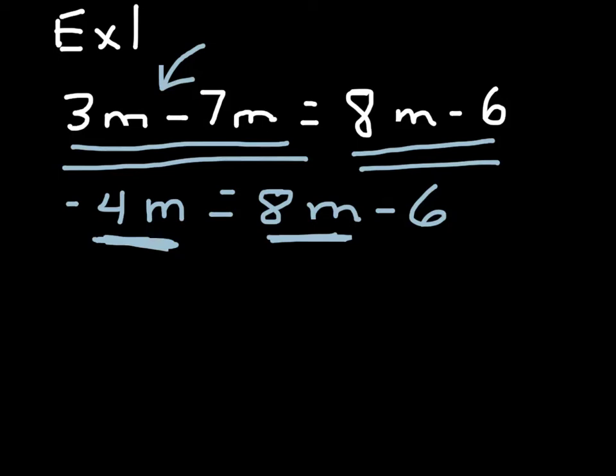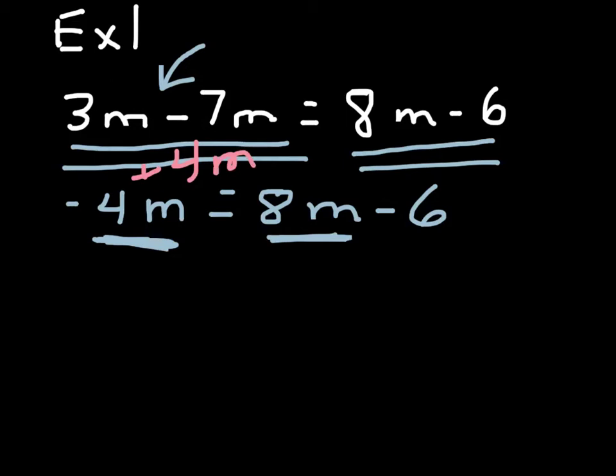Now when you pick on something, you add or subtract something from it. So we're going to pick on that negative 4m, and I need to add something or subtract something to that to cancel it out. What can I add or subtract to a negative 4m to cancel it out? Well, the answer to that is I will add 4m.